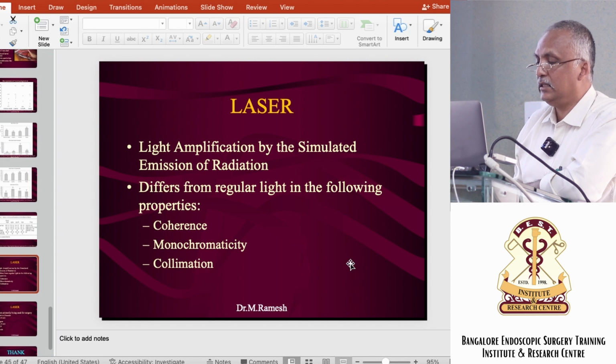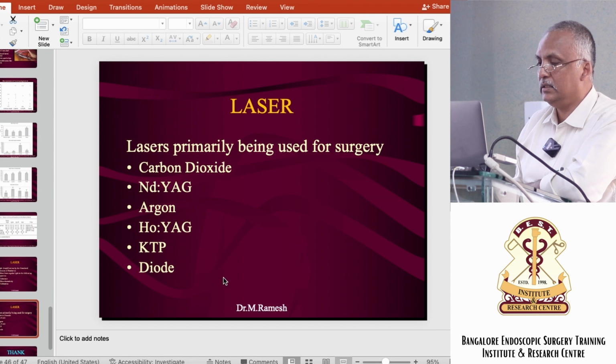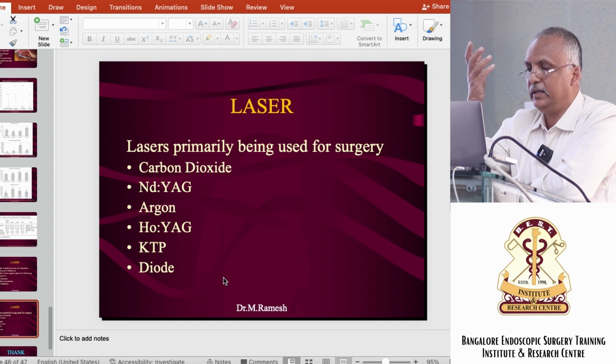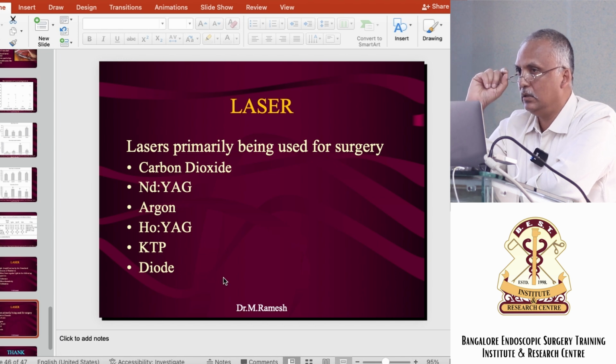So these are lasers, I told you. The acronym of laser is light amplification by stimulated emission of radiation. And the properties are, it is coherent, it has monochromaticity and collimation. And these are the lasers I talked about. It's all light. Different things are used. Argon gas is used, carbon dioxide gas is used, diode rod is used. So through that the light will come and then pass.